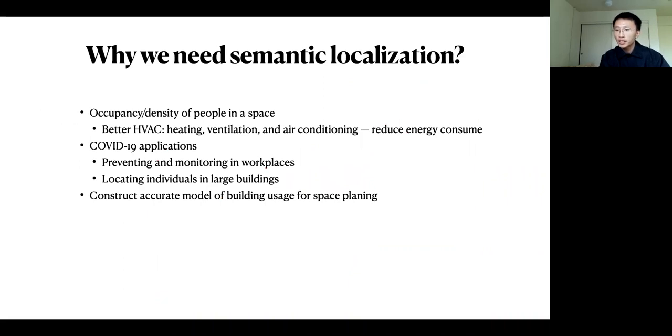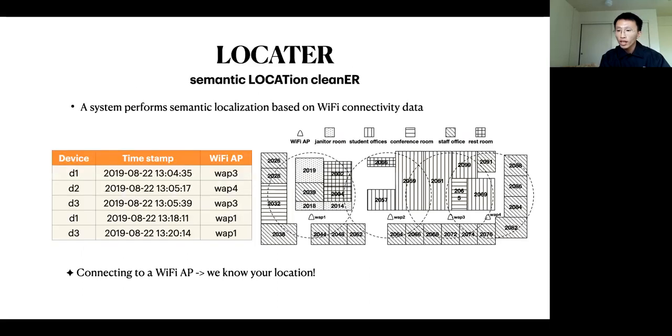Semantic localization has many important applications in real life, as location information is the most basic information for many location-based services. First, it can be used to compute the occupancy in a space, which can improve HVAC to save energy for buildings. Second, it can be used for COVID applications to prevent and monitor in workspaces or locate users in large buildings. Third, it can also be used to construct accurate models of building usage for space planning.